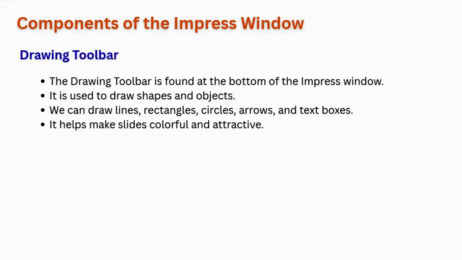Now another component is the drawing toolbar. The drawing toolbar is found at the bottom of the Impress window. It is used to draw shapes and objects. We can draw lines, rectangle, circle, arrow, and text box. It helps to make the slide colorful and attractive. So with the help of the drawing toolbar, we can draw lines, rectangles, circles, arrows, text boxes. It helps to make the presentation or slide colorful and attractive.